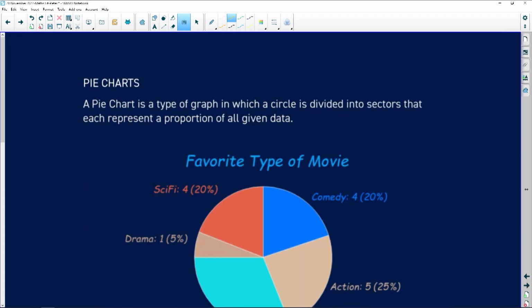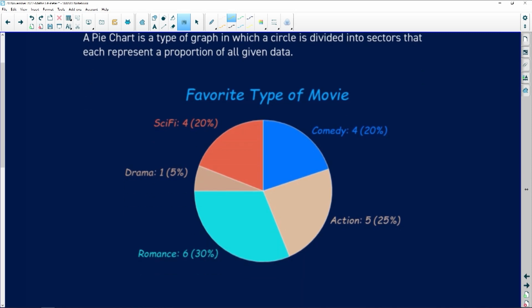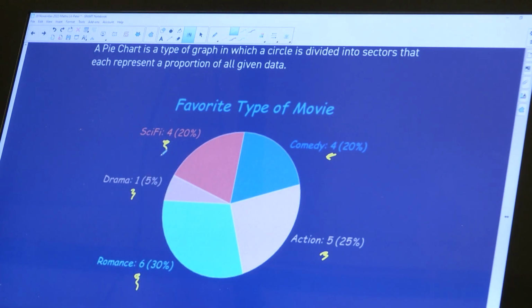Now let's have a look at our next thing, pie charts. A pie chart is a type of graph in which a circle is divided into sectors that each represent a proportion of all the given information. If you look at this pie chart, you can see the favorite types of movies. Someone's gone to their class and said, what type of movie do you like? And 4 people said comedy, 5 said action, 6 said romance, 1 said drama, and 4 said science fiction.